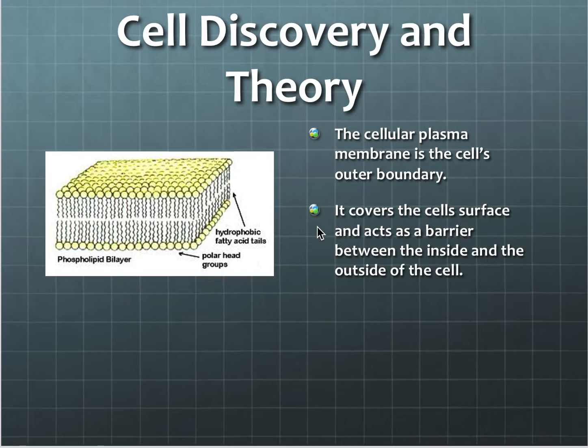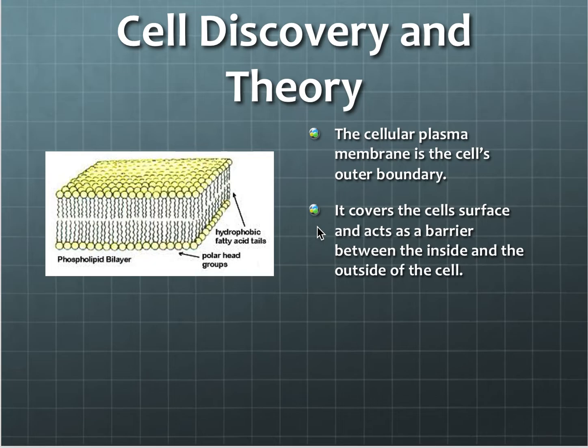The cellular membrane, or the plasma membrane, is going to be the outer boundary of the cell. Now, it's covering the cell surface, and its true job is to be the barrier between the inside of the cell and the outside. So we said that it's very picky. We commonly call this selective permeability. That means it's really pickable.